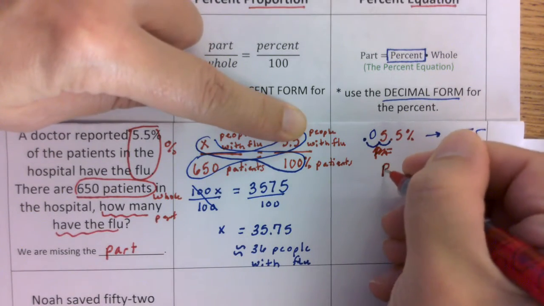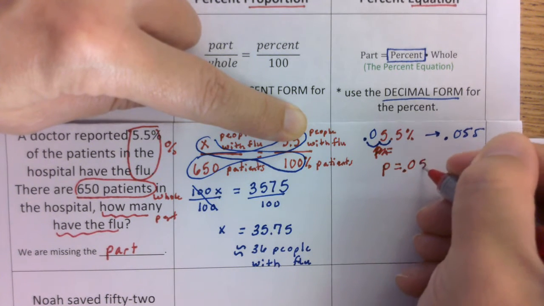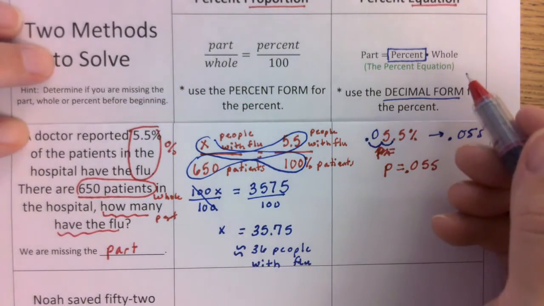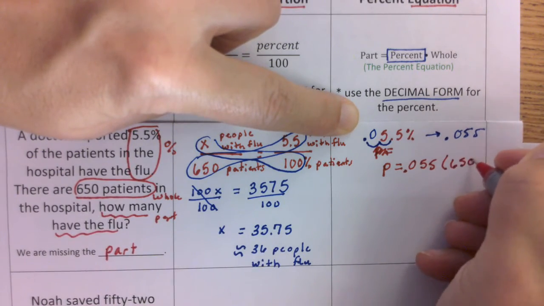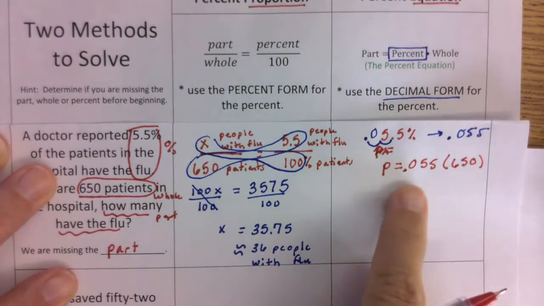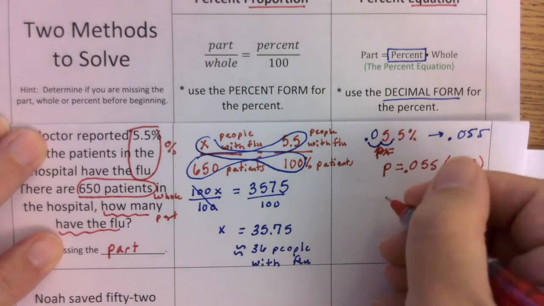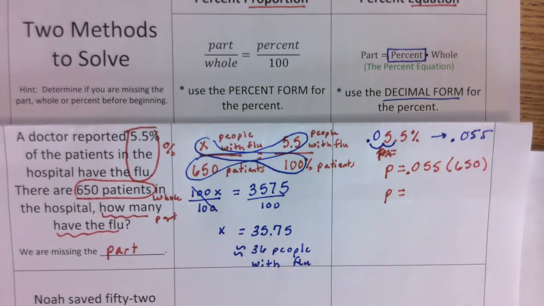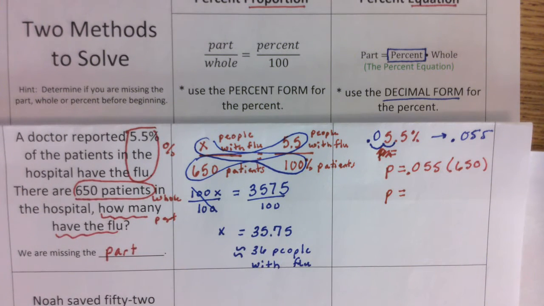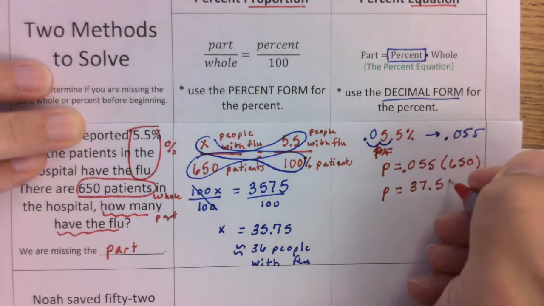All right, so now let me restart. So the part I don't know, the percent is 0.055, and the whole amount was the 650. So I fill that in. Now, for this one, because the P is already by itself, I don't need to do anything to get it alone. It's going to be P is equal to whatever the answer is to 0.055 times 650. So, of course, I got the same answer as I got before because it's the same problem. The answer comes up to be 35.